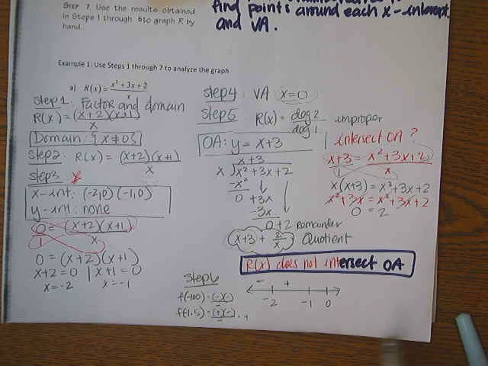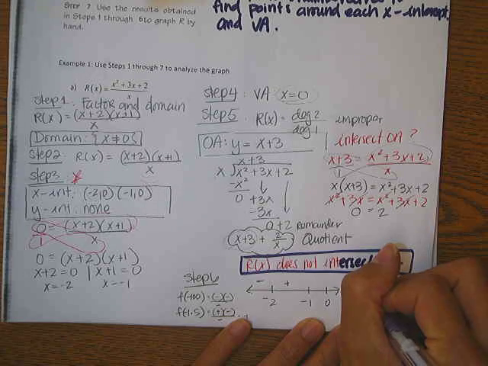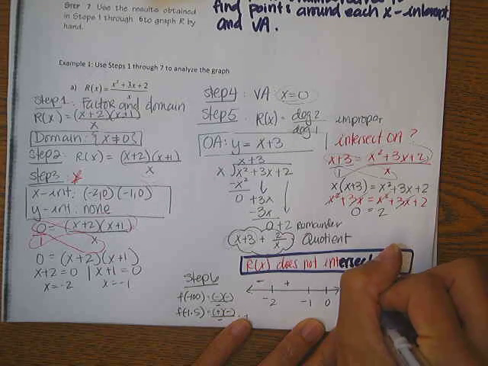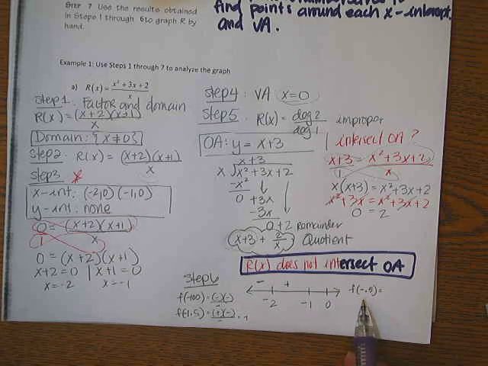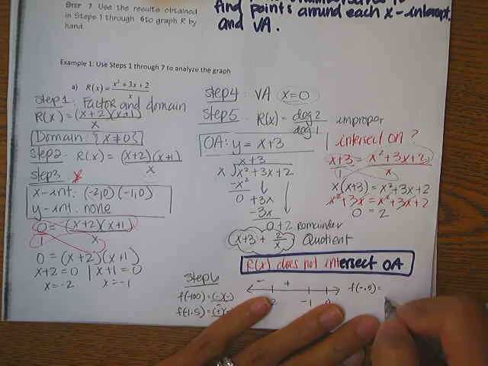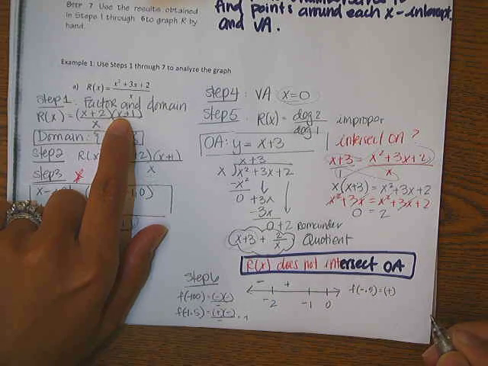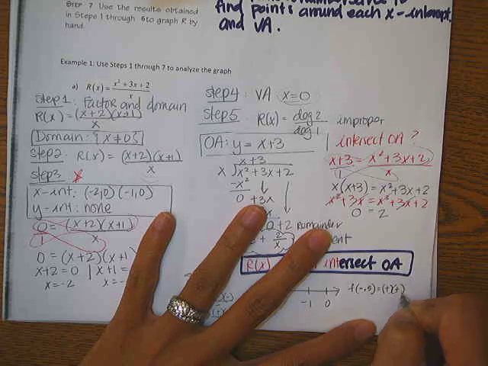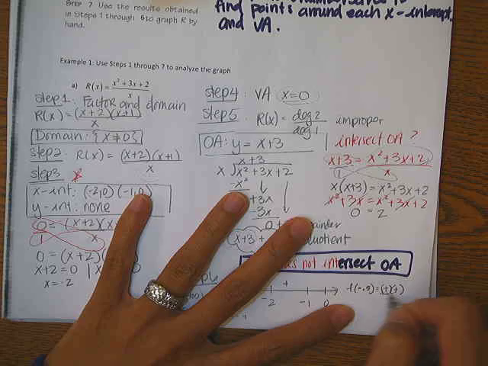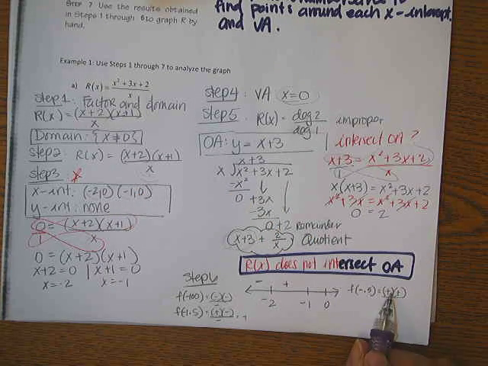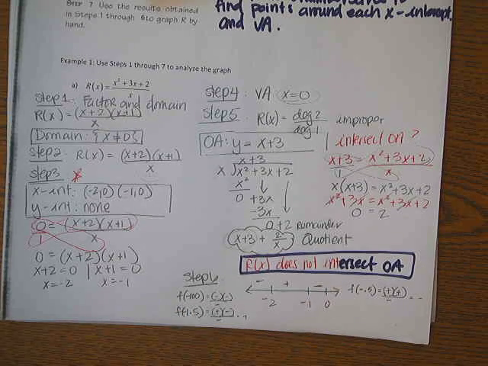In between negative 1 and 0, I don't have a lot of choices, so I'm going to pick negative 0.5. Negative 0.5 plus 2, that is positive. Negative 0.5 plus 1, that's also positive. Negative 0.5 on the denominator, so that's a negative. Positive divided by negative, I do have a negative, so this is now negative.